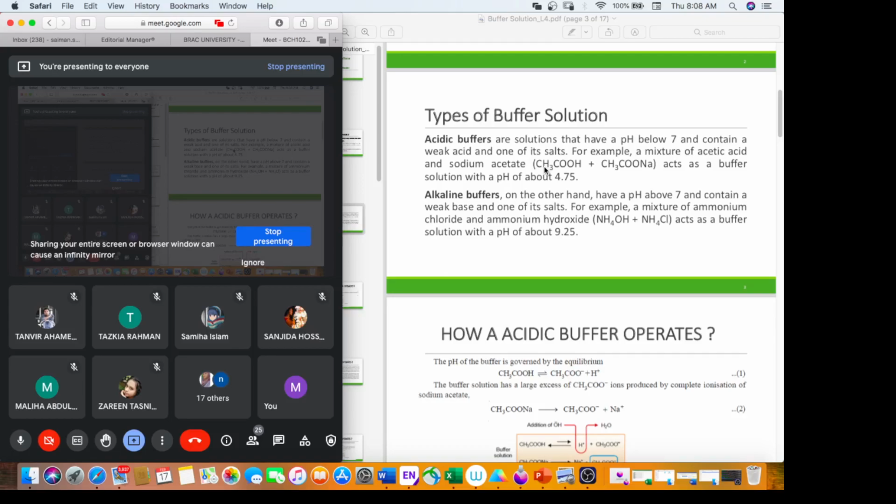Yes, sir. Acetic acid is actually a weaker acid, and sodium acetate is stronger, so it will dissociate 100%. Sodium acetate will dissociate 100%, but acetic acid will not dissociate 100%, as it is a weaker acid. Clear now?